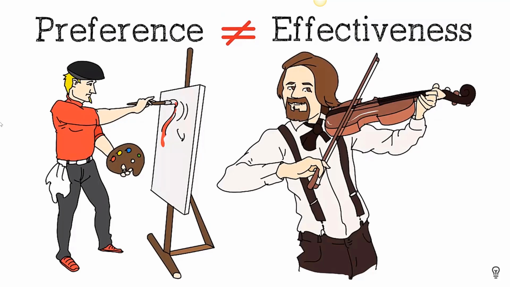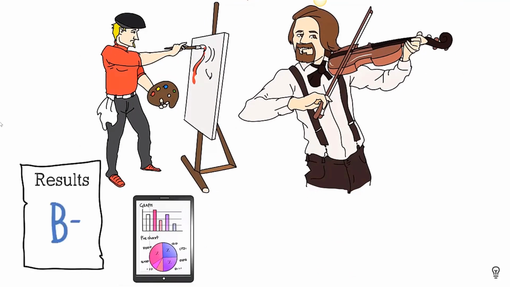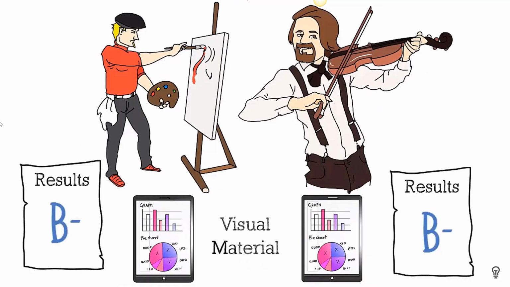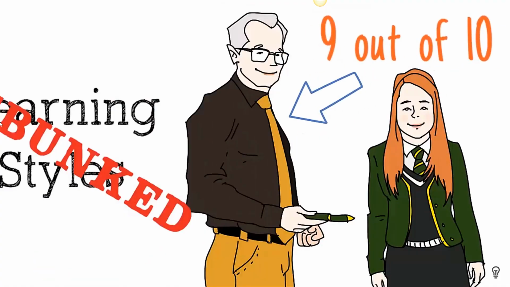When researchers now look at students who are using their preferred style, the results of those students aren't any better than students who are not using their preferred style. But here's the really crazy thing. Up to 90% of teachers still believe learning styles are real.